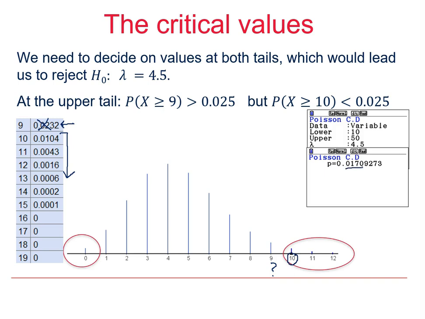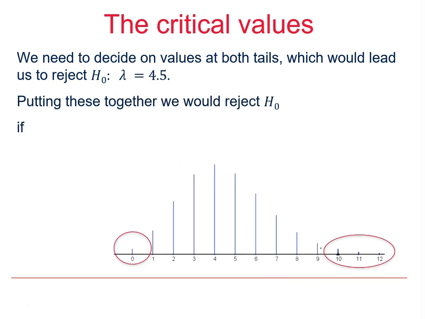The probability of getting 10 or more is 0.017, and that's below the 2.5% we need. So for our upper tail, our critical value is 10 and our critical region is 10 upwards. And that means that we can make a very simple statement that we are going to reject the null hypothesis if the number of faulty light bulbs observed in an hour is either 0 or is 10 or more.